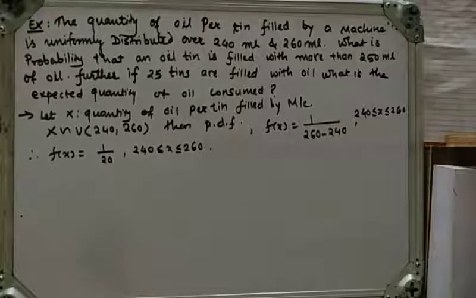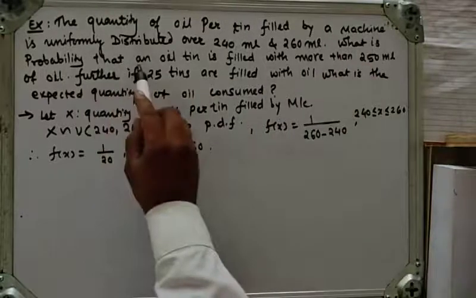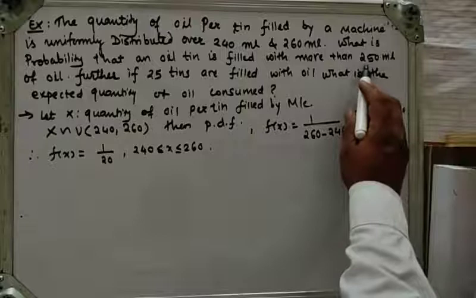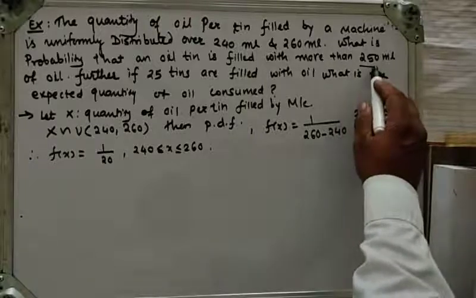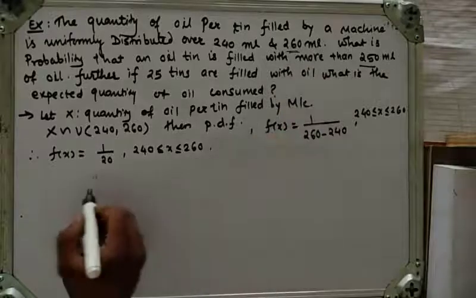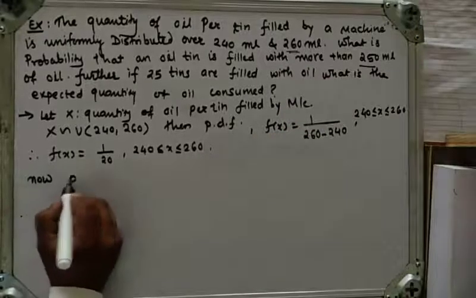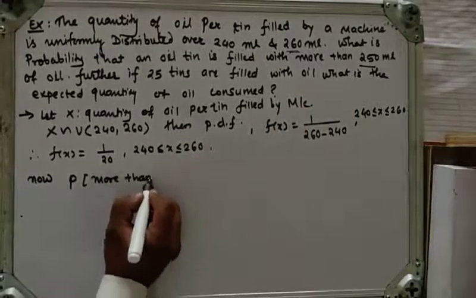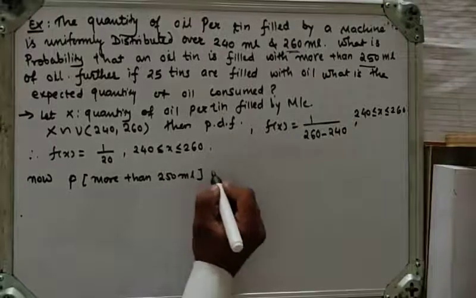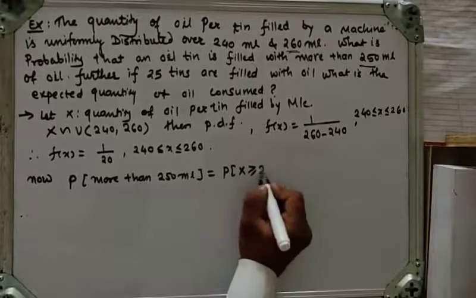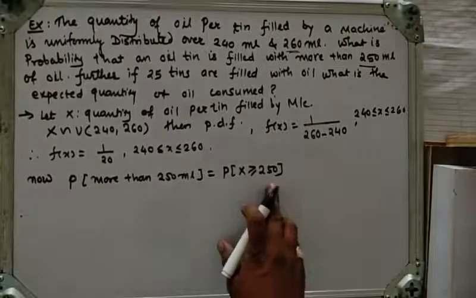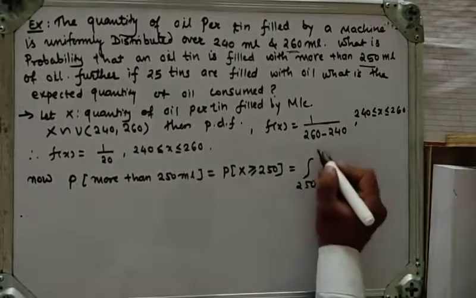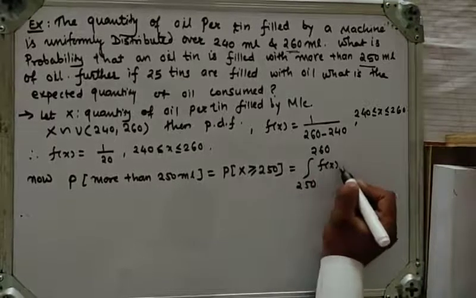What we have to find is the probability that an oil tin is filled with more than 250 ml. More than 250 means X is greater than or equal to 250, so the lower limit is 250 and the upper limit is 260. So the probability of X ≥ 250 is the integral from 250 to 260 of f(x) dx.